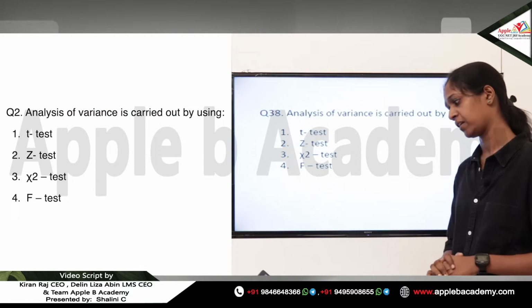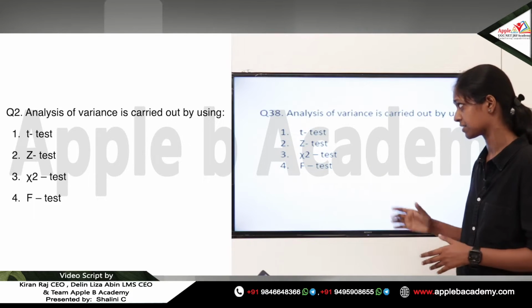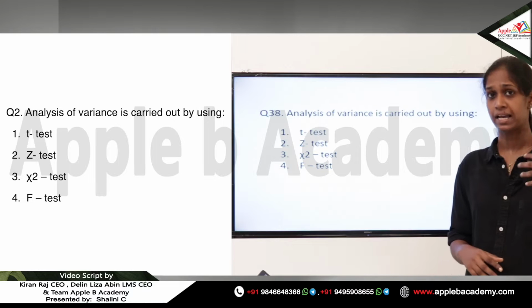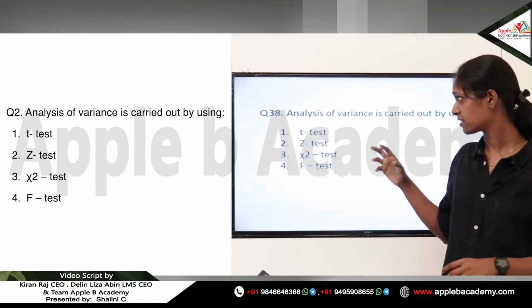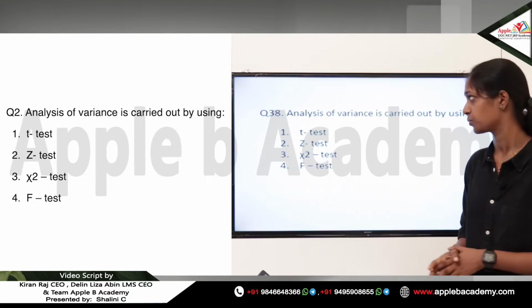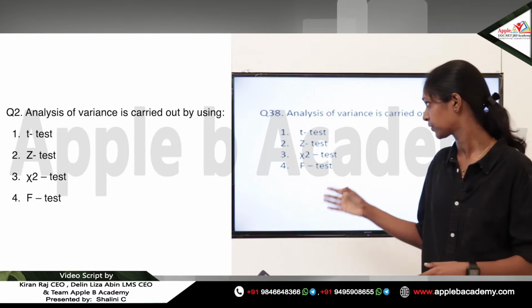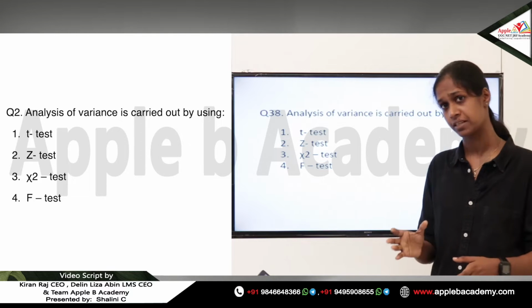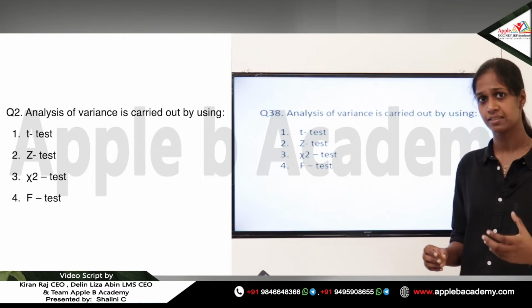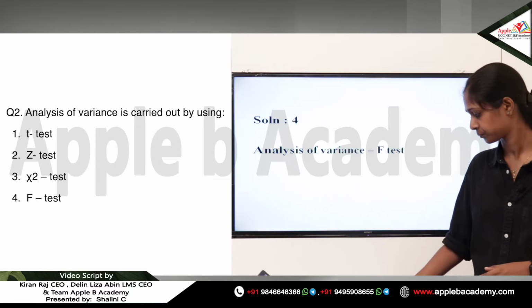Analysis of variance is carried out by using option 1 t-test, z-test, chi-square test and F-test. From the primary understanding of sampling, estimation and hypothesis testing, we know that the t-test is used for small samples, say sample size less than 30. For large samples, the z-test is used, or it is the test used for the normal distribution. Chi-square test is the goodness of fit, and F-test is nothing but Snedecor's F distribution, which is the analysis of variance. So clearly analysis of variance is carried out using the F-test.